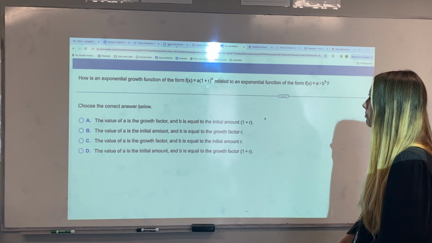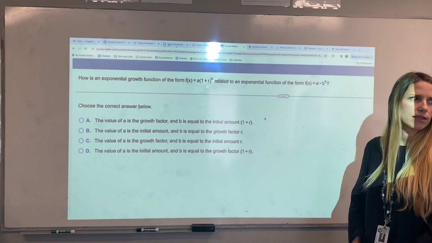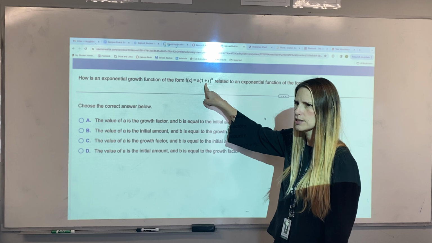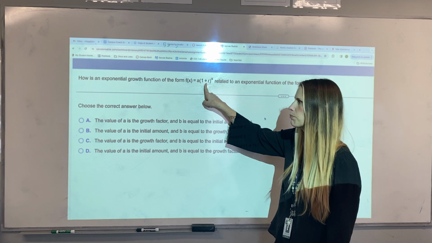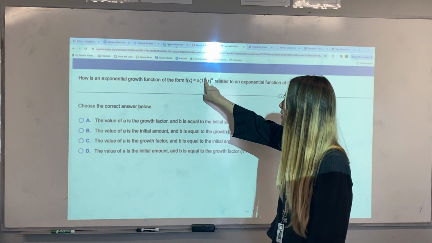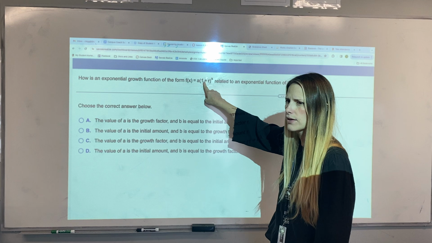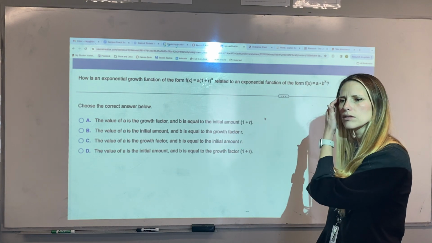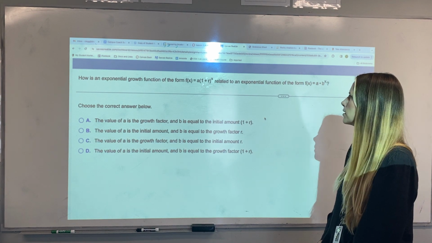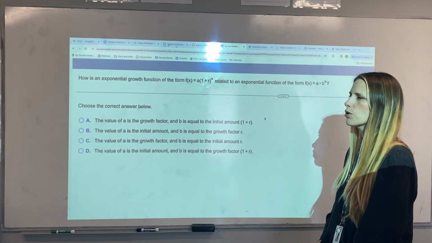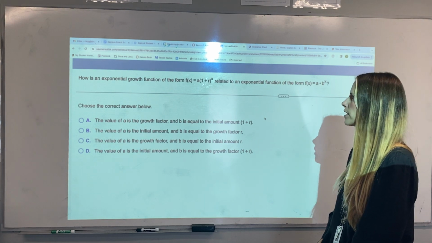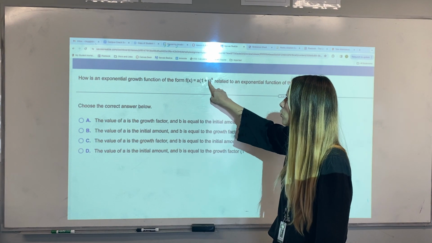What do you notice about them that's different? Yeah, one of them has parentheses. What's inside the parentheses? 1 plus r. Do you guys remember what that's called? This whole thing here? It's okay if you want to check your notes. You may not have written it down. It's 2 words. It starts with GF. Growth factor. Very good. This represents the growth factor.